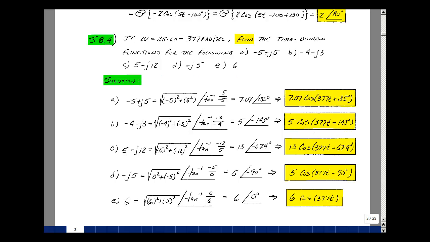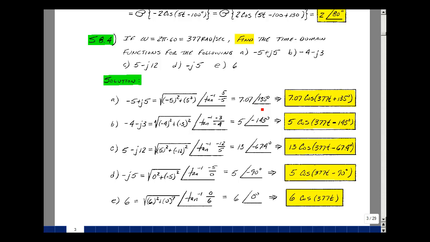So the magnitude is the square root of the real part squared plus the imaginary part squared. And then the angle is the arctangent of the imaginary part over the real part. This turns out to be 7.07, and the arctangent of 5 over minus 5, and it's very important to know where the sign is. Here it's actually in the real part. It's going to put us in that second quadrant, and the angle will be 135 degrees.